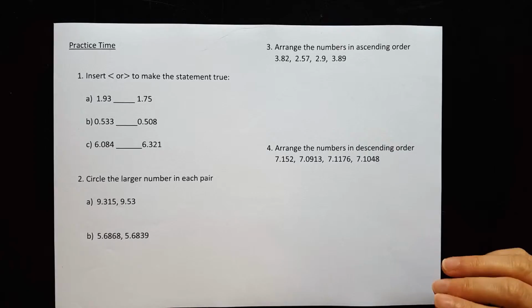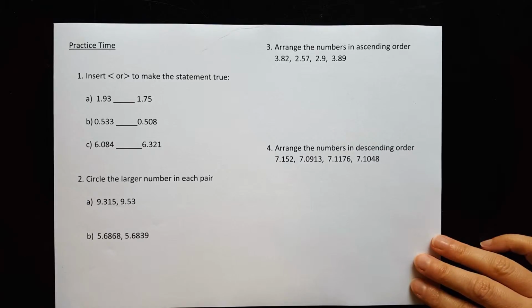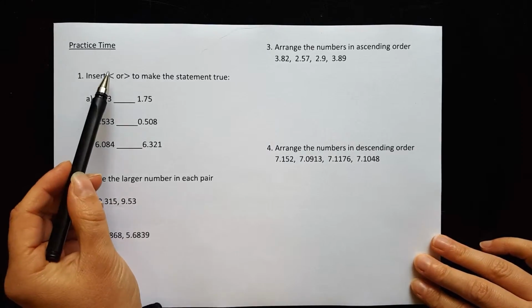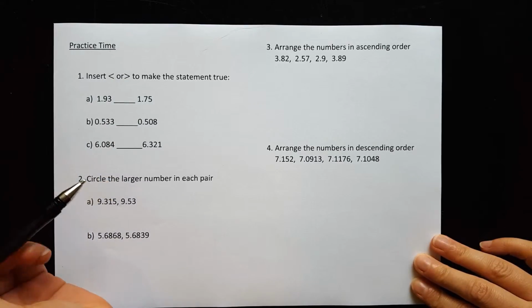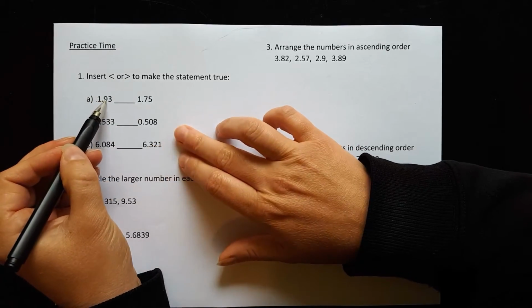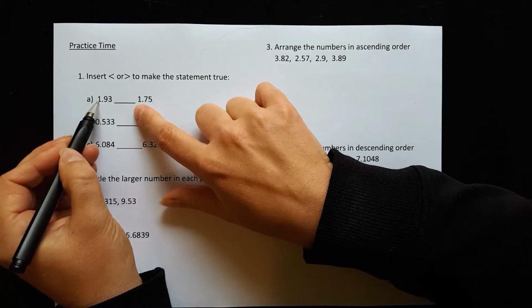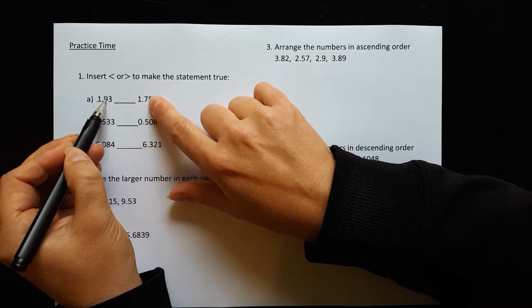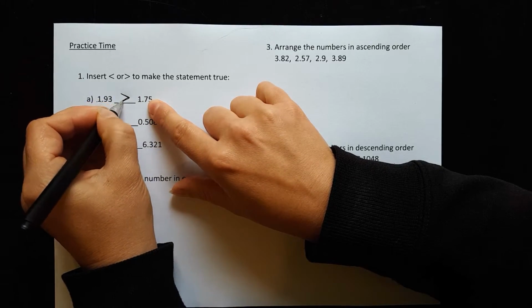So here are some questions very similar to what we've just done. Pause the video, give these questions a go, and then restart to see how you've gone. So for question 1, we want to insert our less than or greater than symbol to make the statement true. 1.93 and 1.75. The ones are the same, but 9 is bigger than 7. So this is bigger, pointing to the smaller one. I need to go that way.